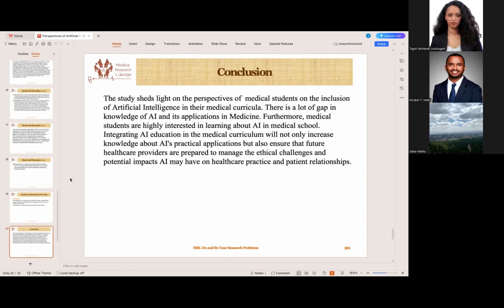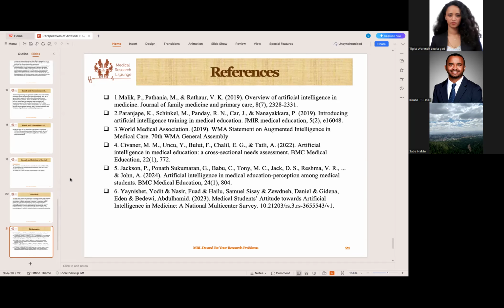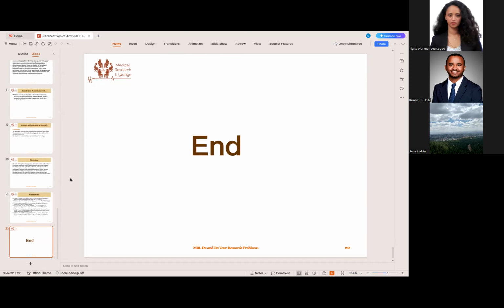Integrating AI education in the medical curriculum will not only increase knowledge about AI's practical applications, but also ensure that future healthcare providers are prepared to manage ethical challenges and potential impacts AI may have on healthcare practice and patient relationship. And these are some of the references we used. And thank you.